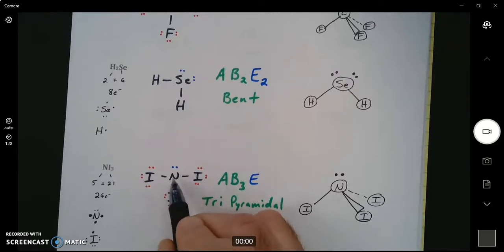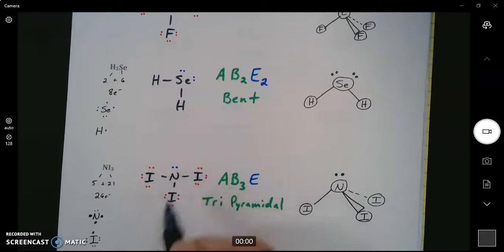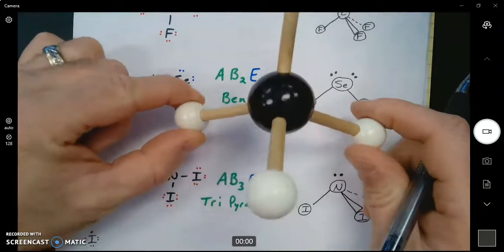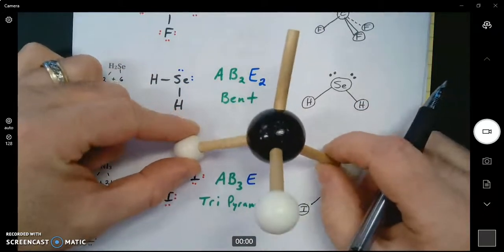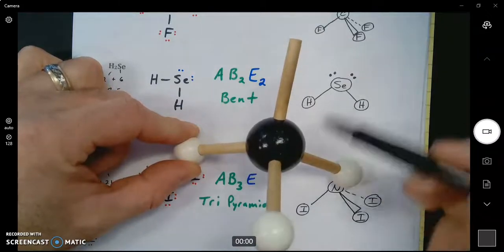So what we end up with is a lone pair on top. That's going to give us an E. 3 bonded atoms, B3, to that central atom. So A, B3, E, that's triangular pyramidal. That again is a tetrahedral family shape, but instead of 4 atoms, we have 3 atoms and a lone pair.